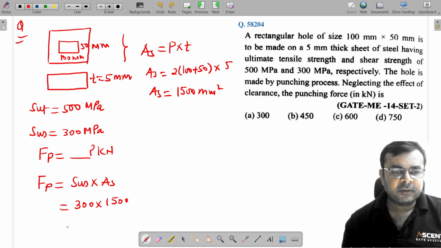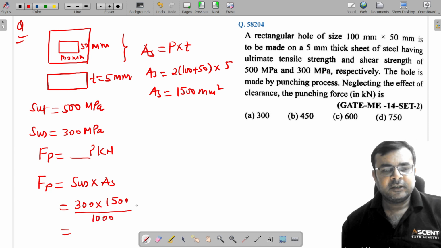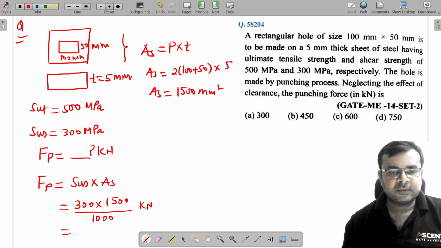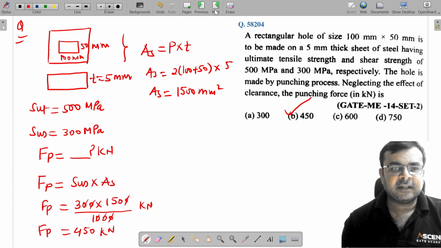Now if you simplify this, obviously we need to calculate this value in kilonewton. So simply if I divide by 1000, the value becomes kilonewton. So the punching force required is 450 kilonewton, that is option B. Yes or no?